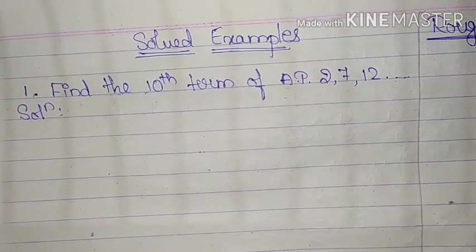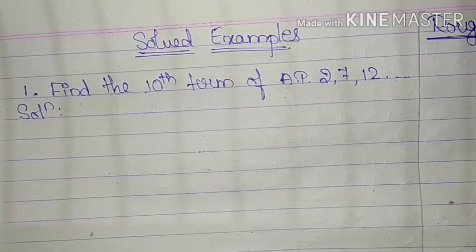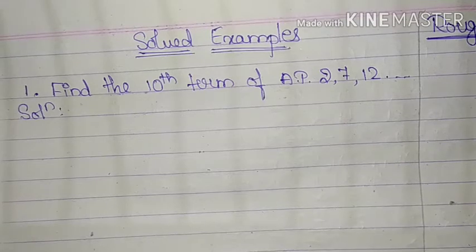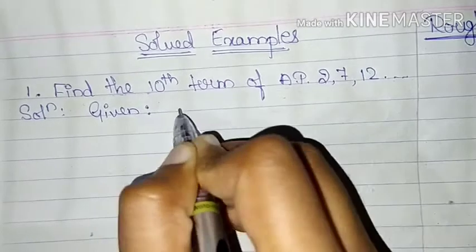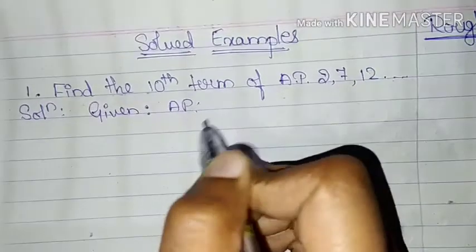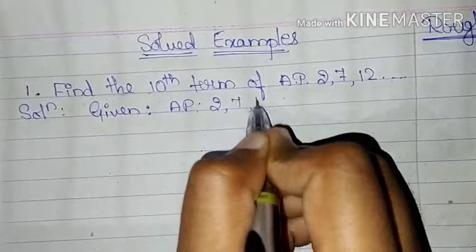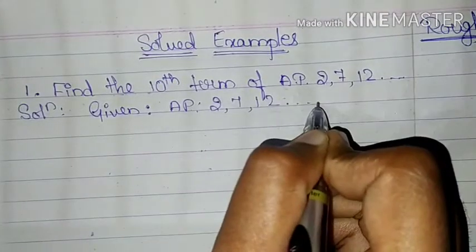The very first question of your solved examples is, find the 10th term of the arithmetic progression 2, 7, 12 and so on. So what they have given you here is an arithmetic progression, and they have asked you to find its 10th term. Okay, so let us first write the given AP: 2, 7, 12 and so on.